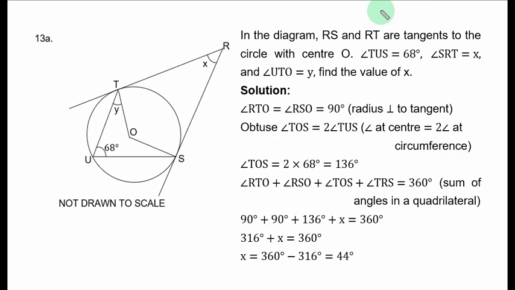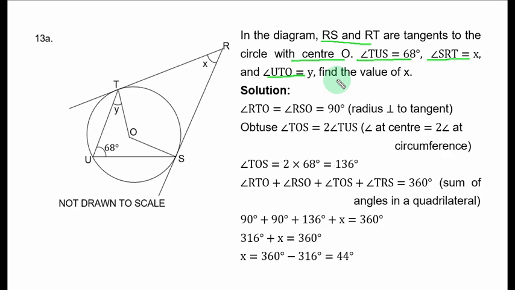Question 13a. In the diagram, arrow S and arrow T are tangents to the circle with center O. Angle TUS is equal to 68 degrees. Angle S arrow T is equal to S. Angle UTO is equal to Y. Find the value of S.